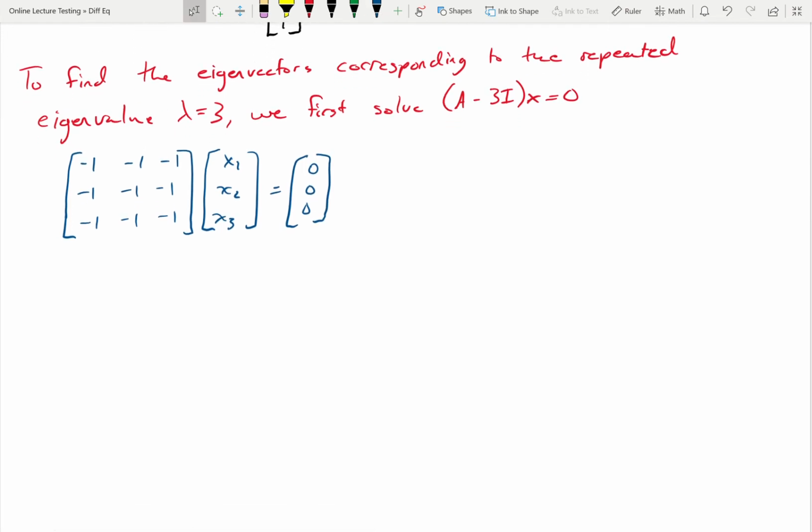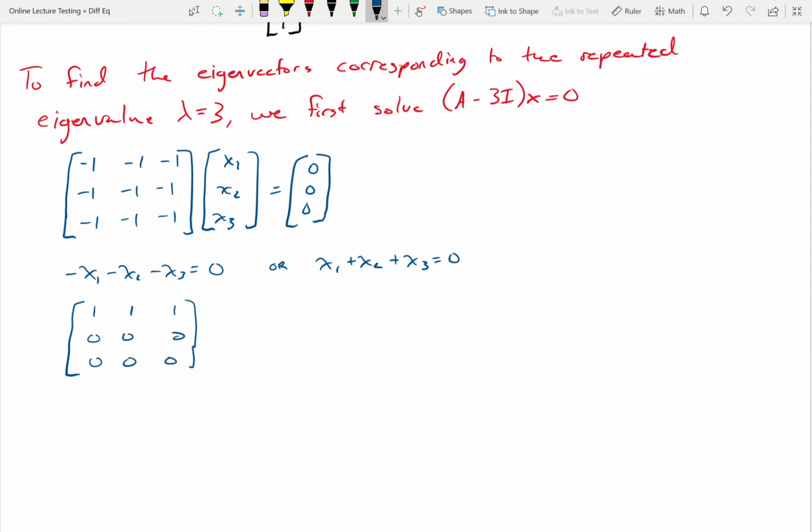Well, it doesn't matter which one we solve, we are going to get the same thing every single time that we multiply the row times column. We're going to get negative x1 minus x2 minus x3 is equal to 0. Or another way to state that is x1 plus x2 plus x3 is equal to 0. So in the end, we look like the following matrix. Because again, by row reduction, we can just add or subtract row 1 from both rows, and this is what we'd get.